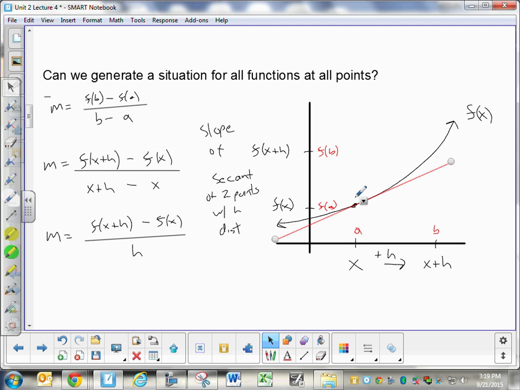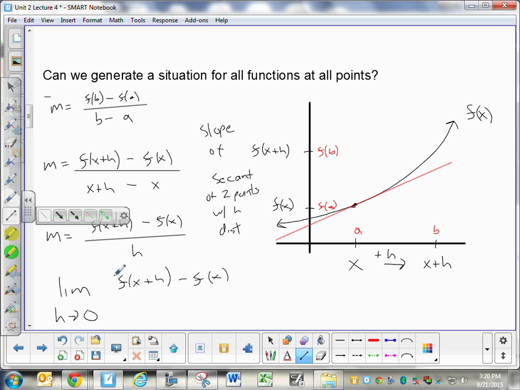As close as we can get. Pretty much 0, but it can't be 0, right? What happens if h was 0? Then it's the same point, then we don't have a line anymore, right? It's the same point, it's undefined. Instead, we will take h and we will have it approach 0. Get infinitely close to 0. That's taking a limit. And what was a secant line formula becomes a tangent line formula.